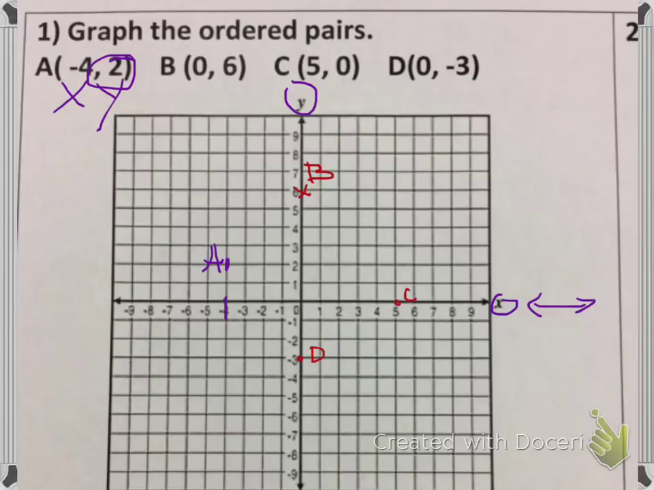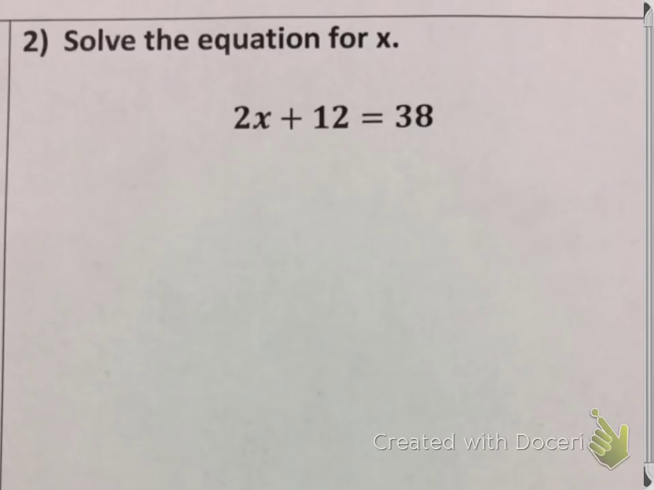So again, just the important thing to remember on graphing our ordered pairs is that we always do our X's first, which is left and right, and then our Y's, which is up and down. All right, let's move on to our second problem and take a look at it. This one says solve the equation for X.